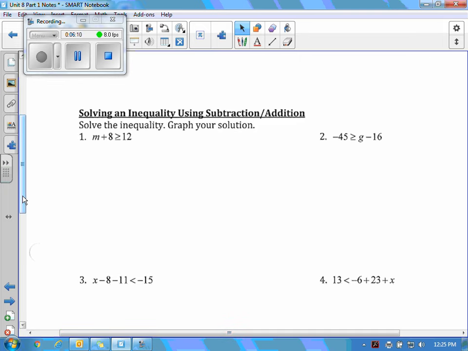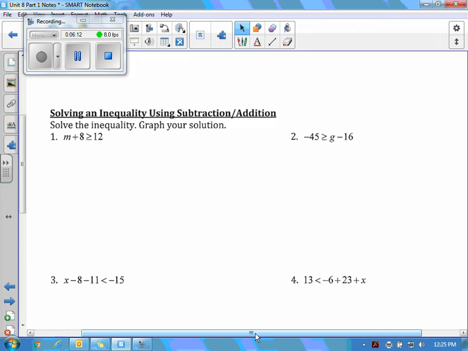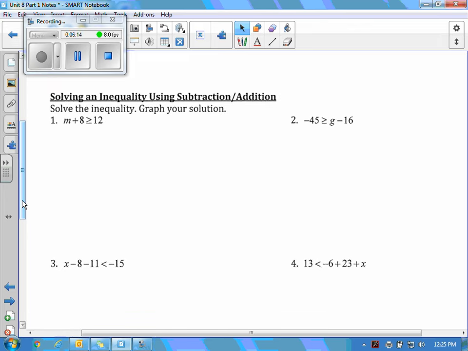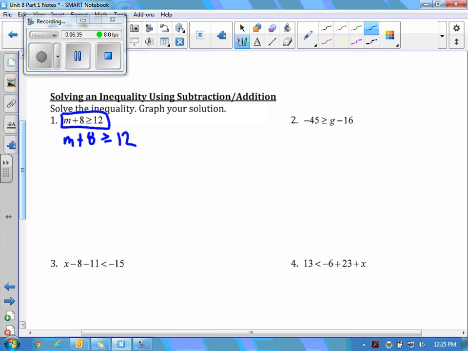In the next section, we get down to actually solving inequalities. In part 1, all we're going to do is solve inequalities with subtraction and addition. We do this the exact same way we solve equations. The only difference is you have that inequality symbol there to keep track of. My first one is m plus 8 is greater than or equal to 12. So I'm going to box and rewrite just like we did when we were solving equations. If you don't do this step, I'm not going to give you full credit.